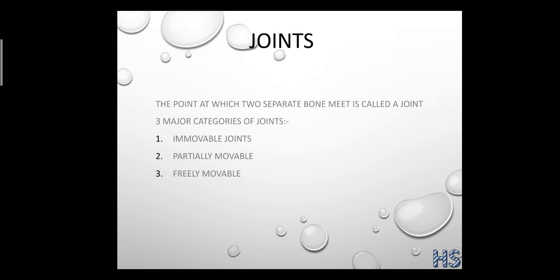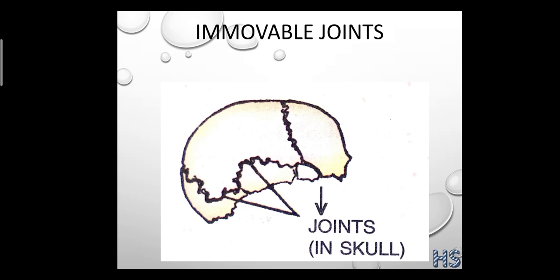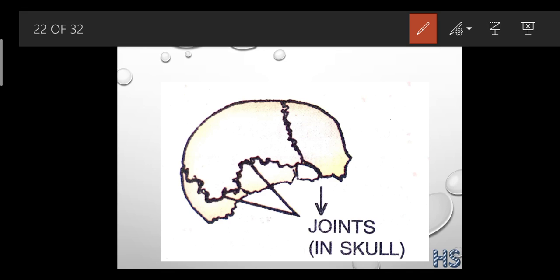They have been classified into three types: immovable, partially movable, and freely movable. What are immovable joints? Immovable joints are those which do not show any kind of movement. An example of this is the upper part of the skull. This is not going to show any kind of movement. It is fixed in nature. That is why they are classified as immovable joints.